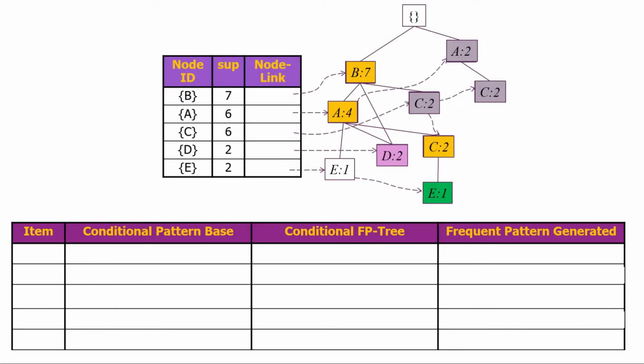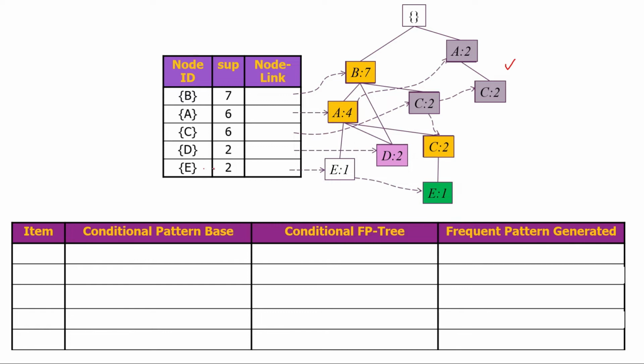So after constructing the FP tree, as you know, this is what we have constructed till now. After constructing the FP tree, we need to construct our database. In the database, check for the least support count. What is the least support count? In this case it is E.